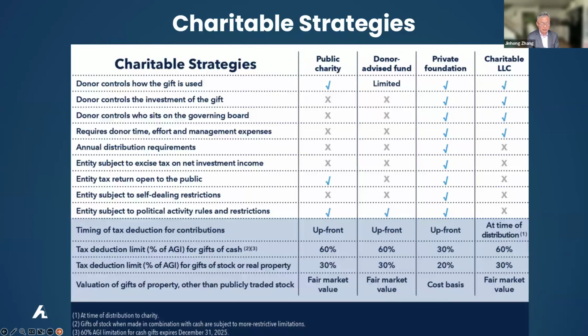And then on the other hand, instead of converting to Roth IRA, you can just donate it to charity. Donate to charity, you don't have to pay capital gain tax anymore. Plus, on top of that, you got the deductions. Okay. And then here are four ways to donate.